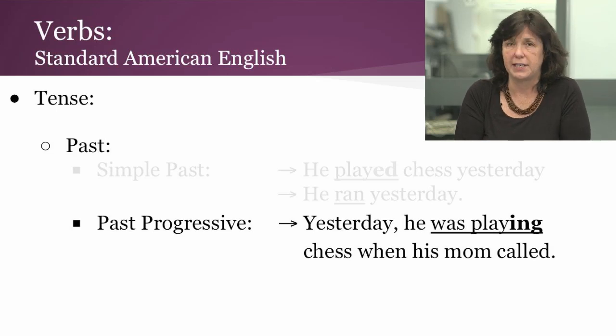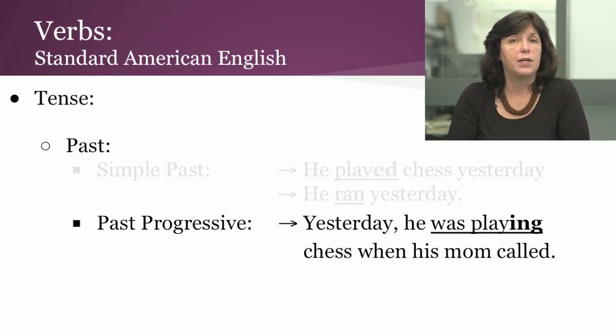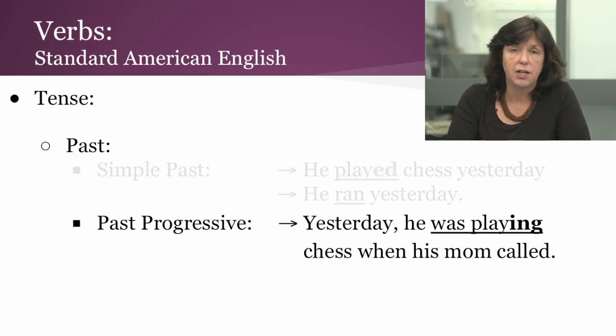The past progressive form expresses actions, states, or occurrences that were in progress or continuous over a period of time in the past. It's formed by combining the auxiliary verbs was or were, depending on the subject's person and number, with what is called the present participle, which is formed by adding the inflectional morpheme ing to the verb stem. So play becomes was playing, as in he was playing chess when his mom called.